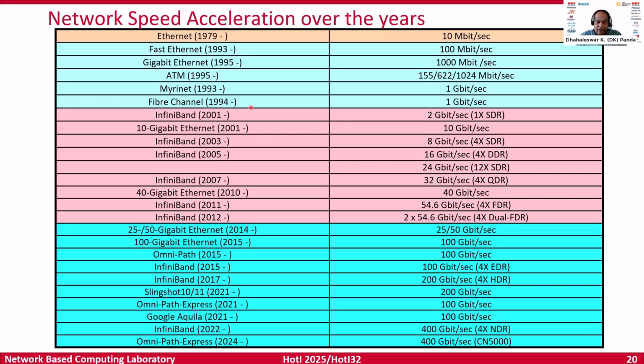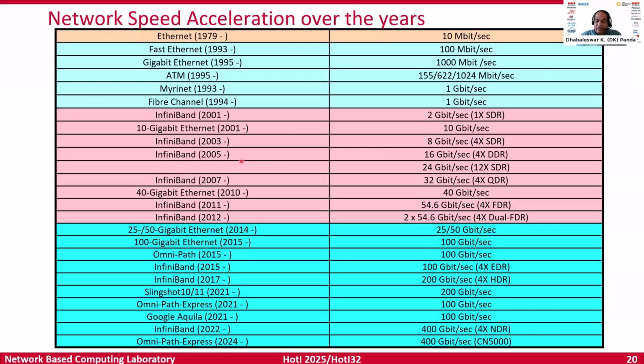Then in two years, as the demand increased, the SDR remained the same, but they increased the number of lanes from 1x to 4x. Instead of one twisted pair, you can now see four of these together in a cable. So now you can see the bandwidth increased from 2 to 8.